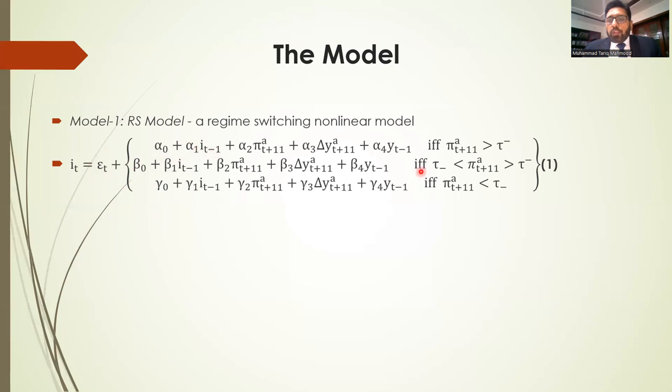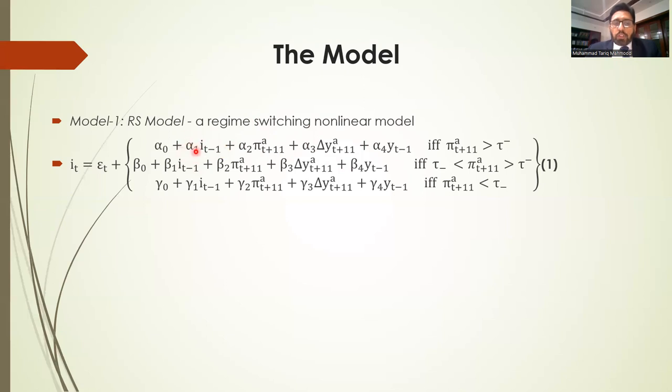First of all, in the first model, we have calculated expected inflation using the monthly data, by forecasting it for the further 12 periods, t plus 11. If the expected inflation is above the upper threshold, if it is in the superscript, then it is the upper threshold, and if it is in the subscript, then it is the lower threshold. So if expected inflation remains above the upper threshold, how would the monetary policy respond to these variables? What are the variables? Expected inflation, output gap, and the inertia in interest rates.